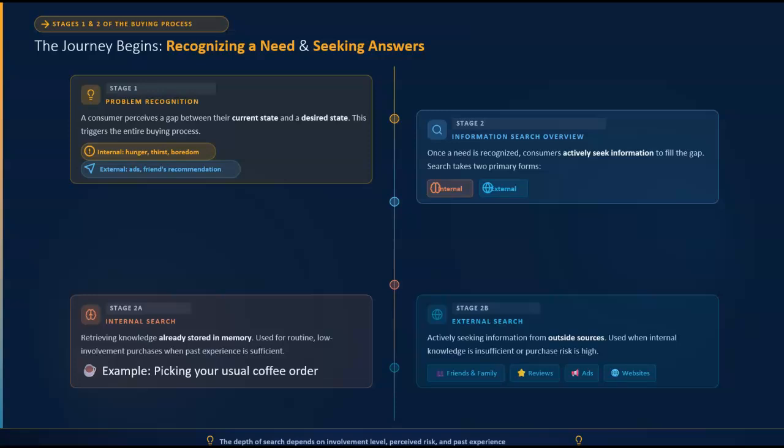Stage 2A also includes, as we said, the internal search, retrieving knowledge already stored in memory, used for routine, low involvement purchases when past experience is sufficient. So they use the example of a coffee order. External search, actively seeking information from outside sources, used when internal knowledge is insufficient or purchase risk is high. So friends and family, reviews, ads, websites.